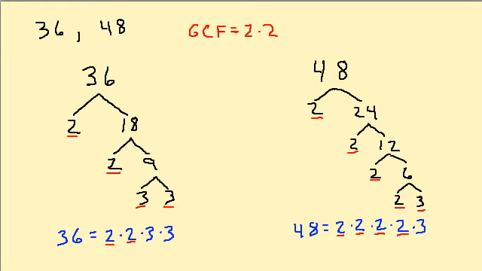Now let's look at the 3. Here the 3 appears twice, and in 48 the 3 appears once. So the least number of times it appears is once, so that's how many times we use it. So the greatest common factor would be 2 times 2 is 4, times 3 is 12. So there's our greatest common factor, 12.